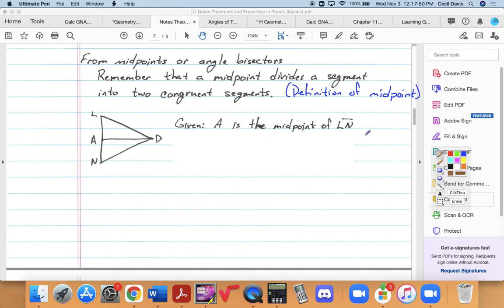If A is the midpoint of segment LN, you should all be able to make this statement. If A is the midpoint of LN, what's going to be true? Segment LA is congruent to segment AN. And your reason for that is the definition of midpoint.